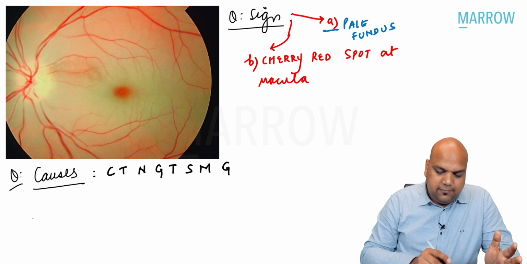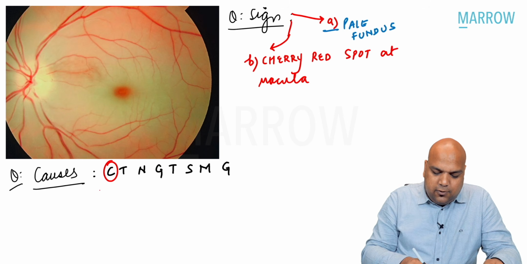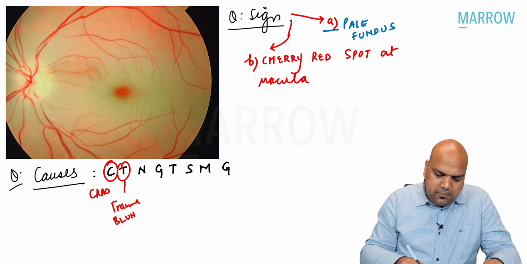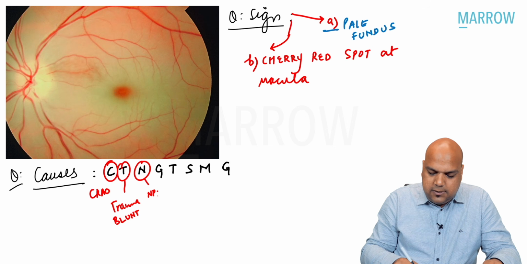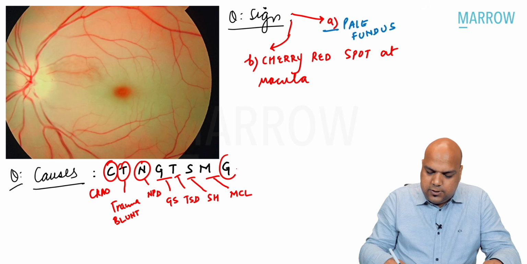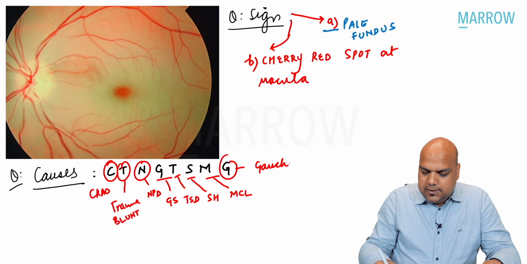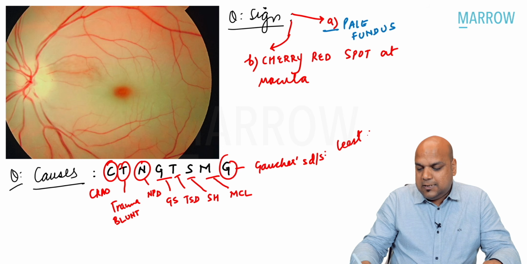It does not make sense in alphabets. You have to say the whole line. C for CRAO. T for trauma, but please remember which trauma, that is where questions are made, blunt trauma. N for Niemann-Pick disease. G for gangliosidosis. T for Tay-Sachs disease. S for Sandhoff's disease. M for metachromatic leukodystrophy. And G for Gaucher's disease. Please remember Gaucher's disease is the least common cause. This is the second point where questions are made.